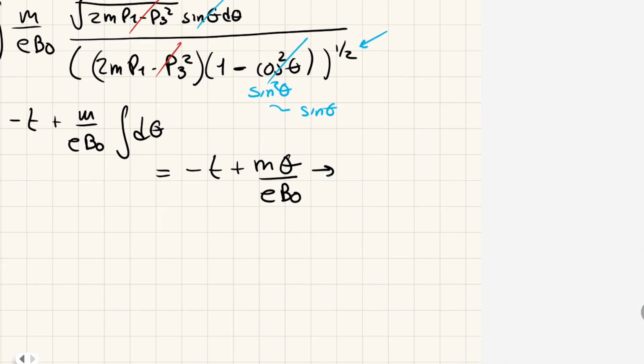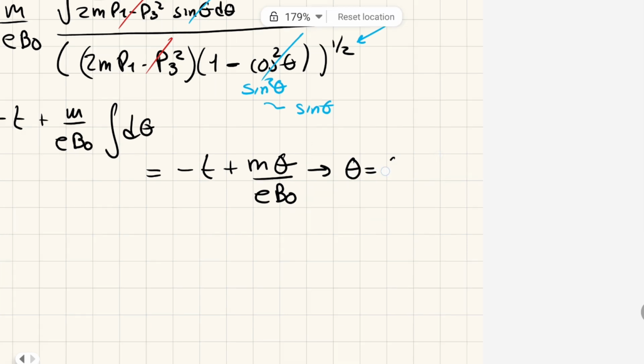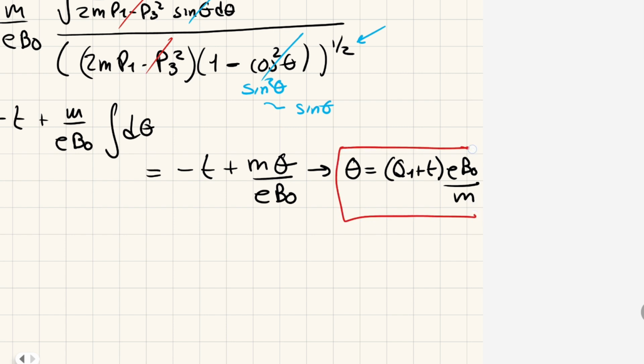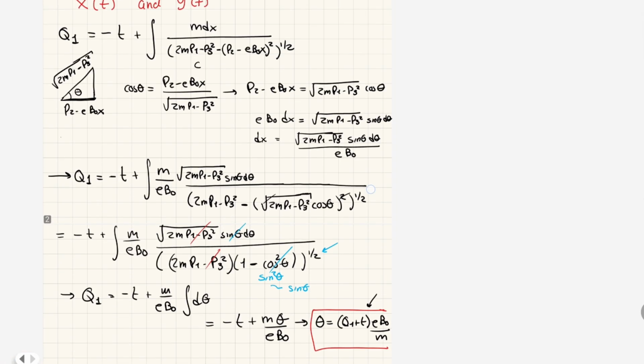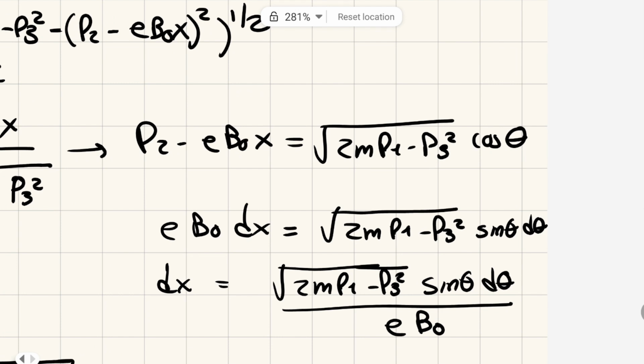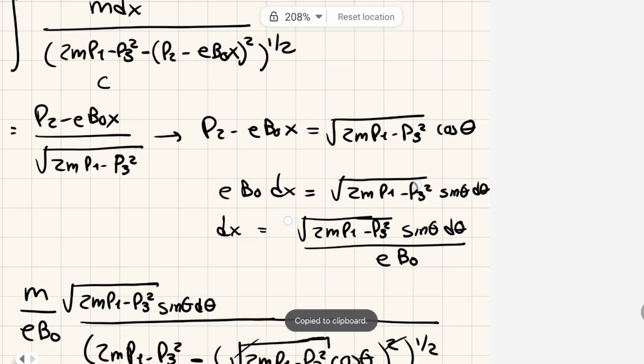So theta is going to be, first, q1 plus t, right? And this multiplies EB0 divided by m. Perfect. So with this we have found an expression for theta. Look that it is a function of t. So when we plug this theta into the change of variable that we proposed, again we will have x as a function of the time. So we need to take this expression and substitute the value of theta.